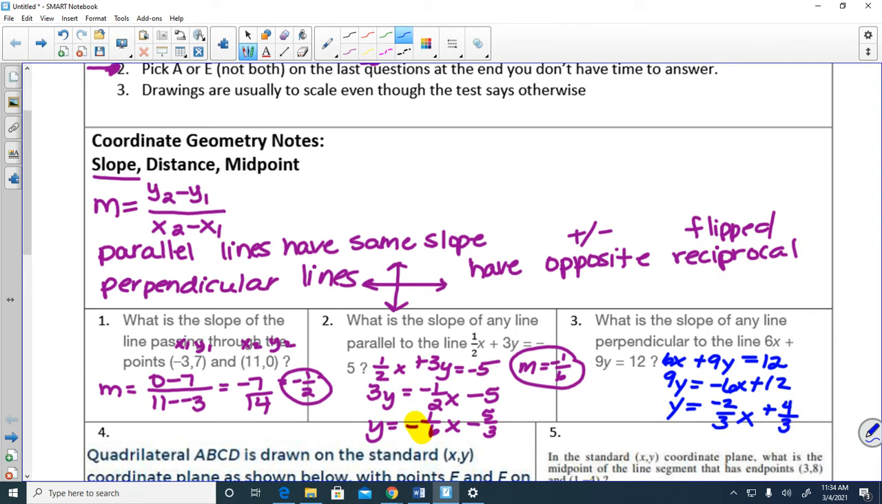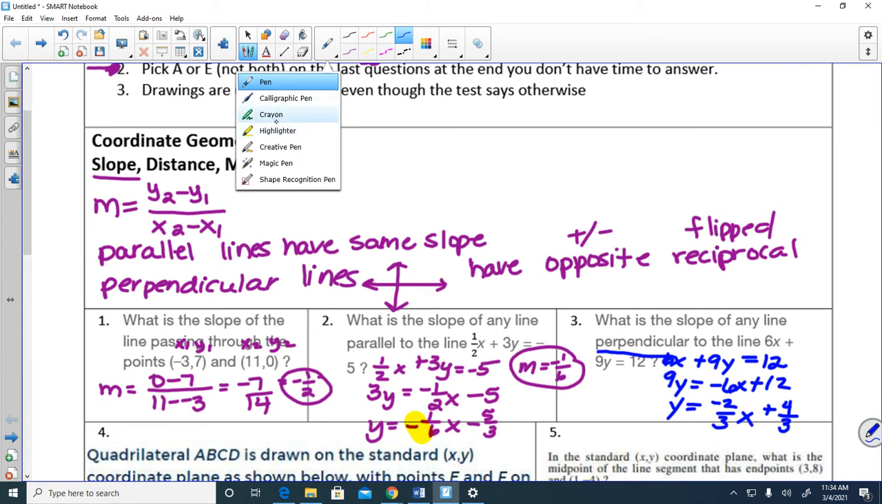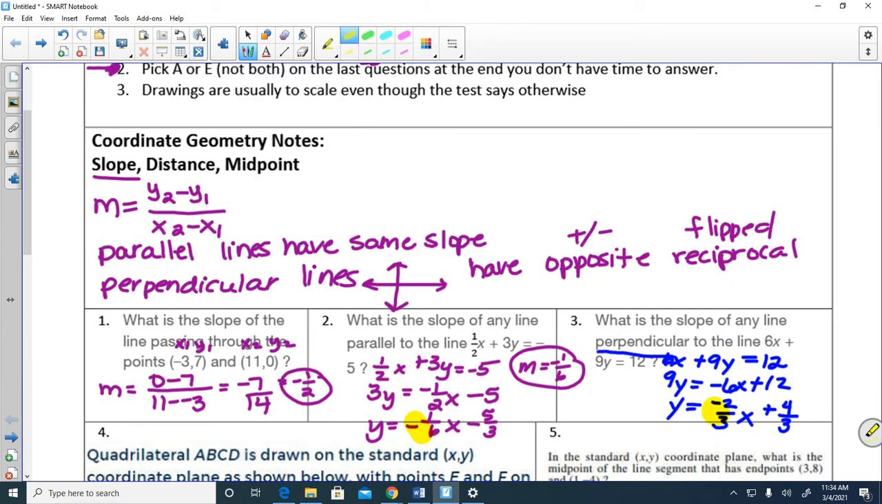Yes. Okay. So if I'm looking for a perpendicular slope, then I need to look at the slope of that line. The slope of this line is -2/3. For perpendicular, I'm going to take the opposite, so change the sign, and then flip the fraction. So the slope of a perpendicular line would be positive 3/2.